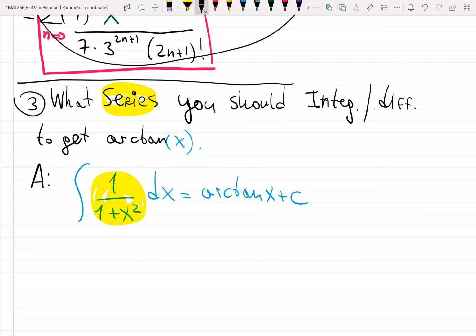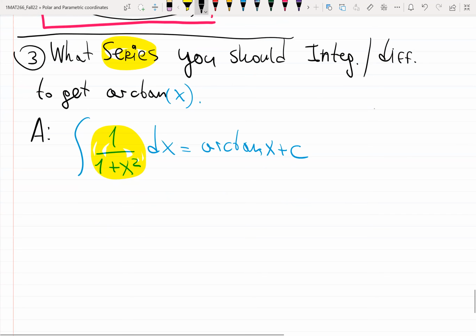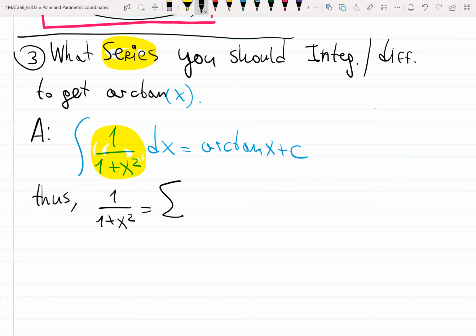What series should you integrate or differentiate to get arctangent? I know how to get arctangent: we're integrating 1 over 1 plus x squared. Therefore, the answer is that 1 over 1 plus x squared equals this sum, but we know the geometric series.